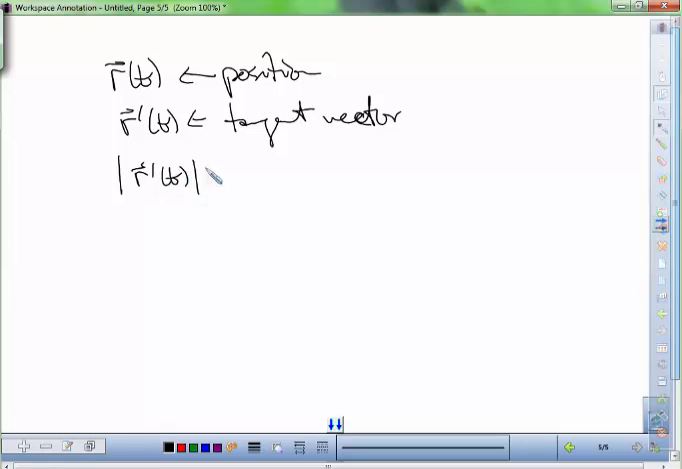By the way, when I put the vertical bar, single bars, it's the same as double bars, right? And that is the magnitude. Okay.